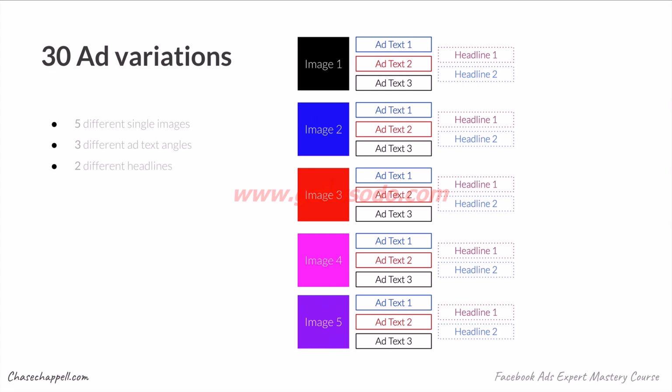So make sure you create no more than 30 ad variations, then you should also create no less. Now we're going to test 5 single images, 3 different ad text angles, and 2 different headlines. Now we want to test 5 different images because that is almost always the first thing that captures attention, and we want to have more options with the images we test, as this is one of the greater factors when gaining attention. Then we test 3 completely different ad text angles.